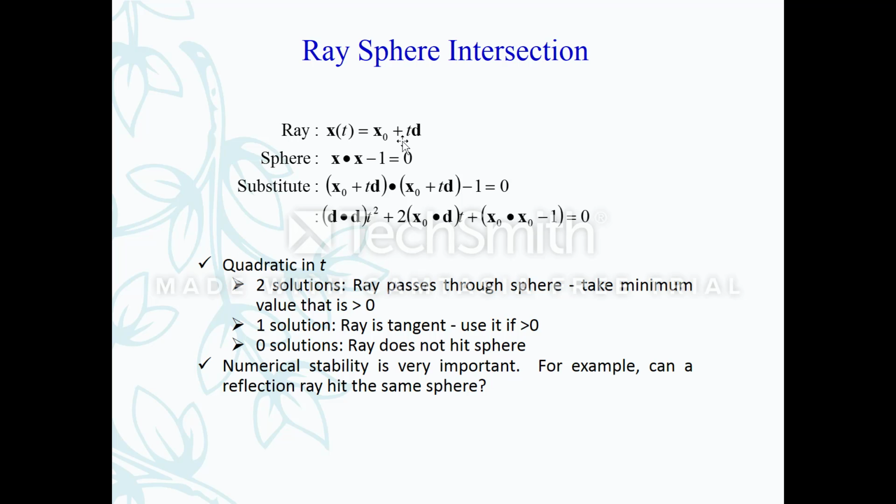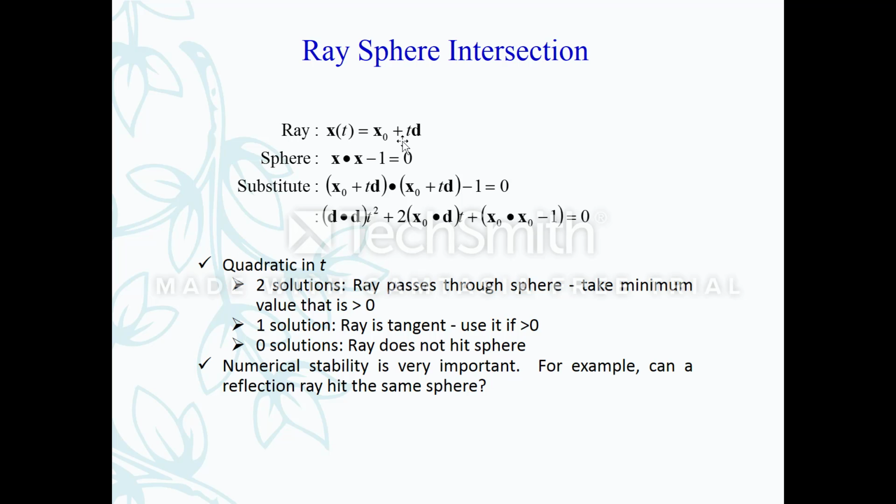Ray x of t equals x naught plus t d, and the equation of the sphere is x dot x minus 1 equal to 0. Substitute x naught plus t d in the sphere equation. We get an equation like d dot d into t squared plus 2 into x naught dot d into t plus x naught dot x naught minus 1 equal to 0.